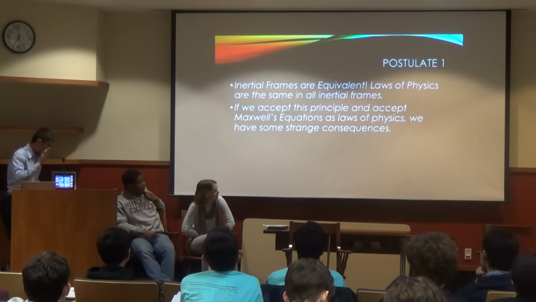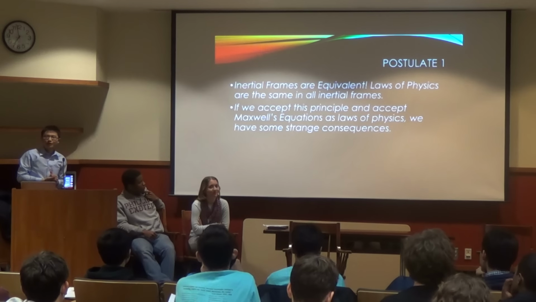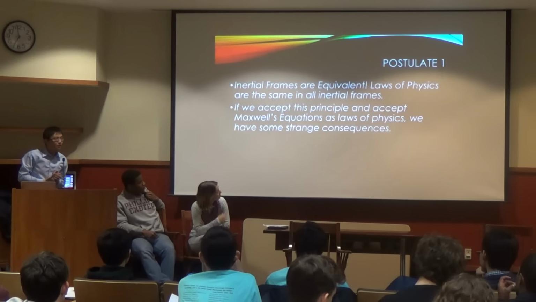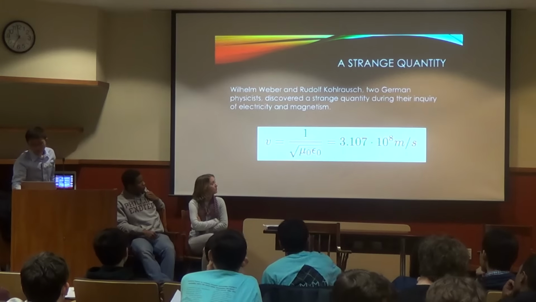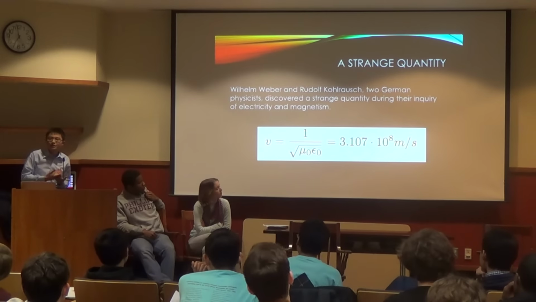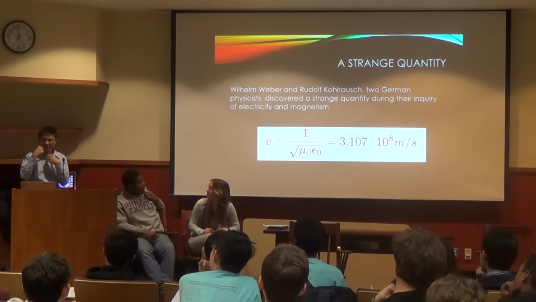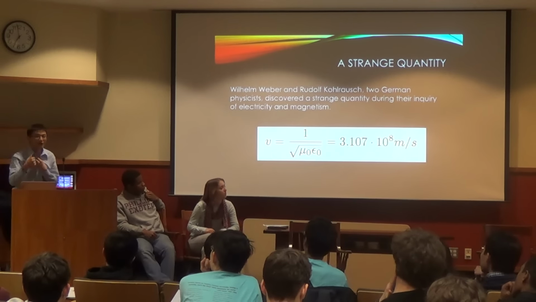So, now if we accept that the first postulate is true, and we also accept Maxwell's equations, the equations of electricity and magnetism, to also be true, then what is a strange consequence? The strange consequence is that the speed that we derived earlier, the speed at which electromagnetic waves, at which the postulated light travels, should be the same in all reference frames. Which means a beam of light should be traveling with this speed relative to me. But if I start running toward the light, it still travels with the same speed relative to me.